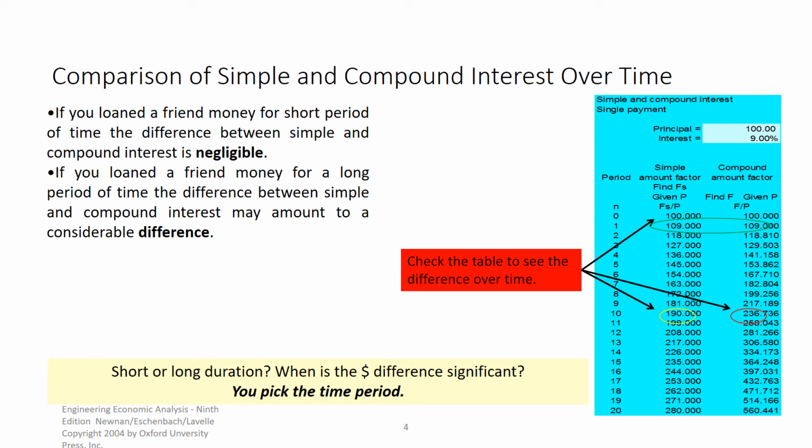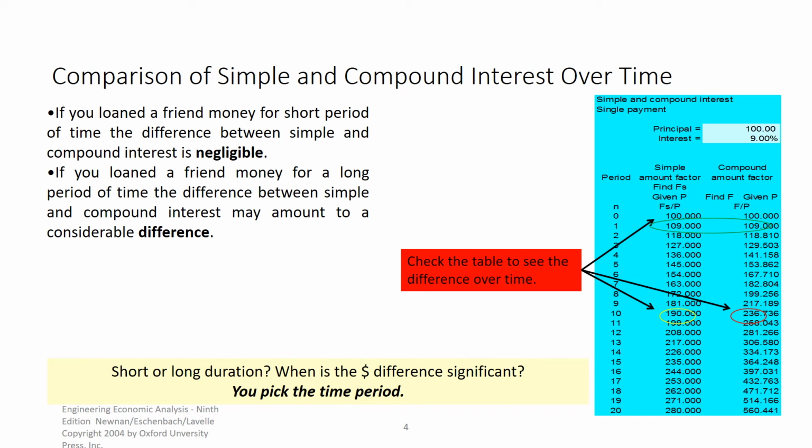However, if you loan a friend's money for a long period of time, the difference between simple and compound interest may amount to a considerable difference. Let's see, at year 10 there, instead of 100 ringgit, your money, if you use simple interest, will become 190 ringgit. If you use compound interest, instead of 100, your money will become 236 ringgit.